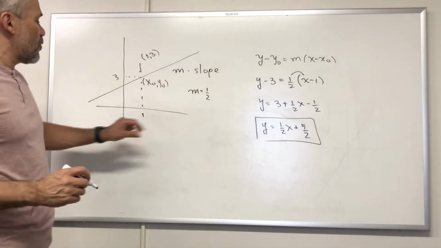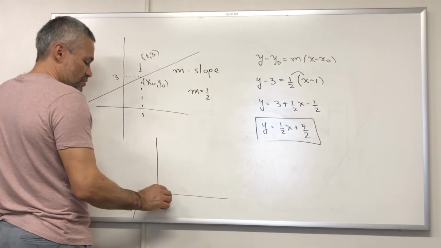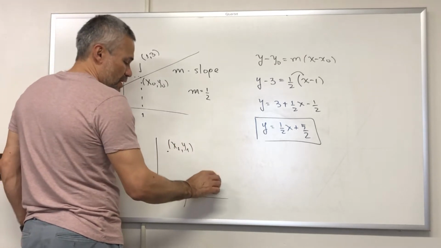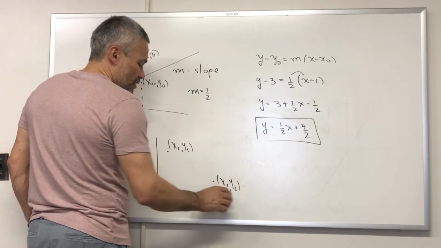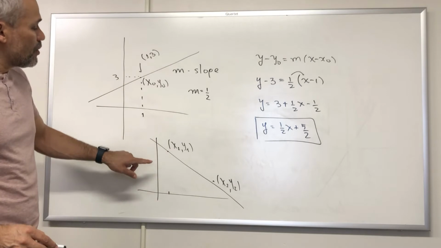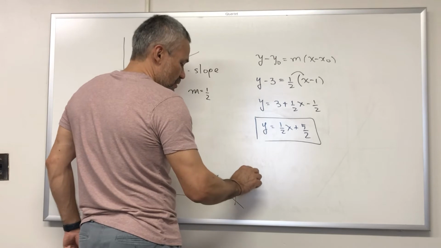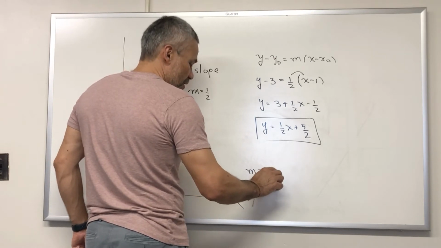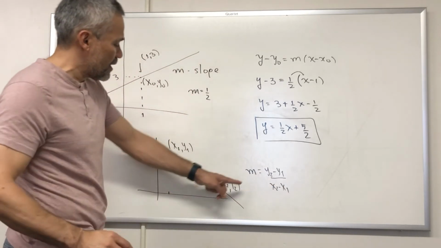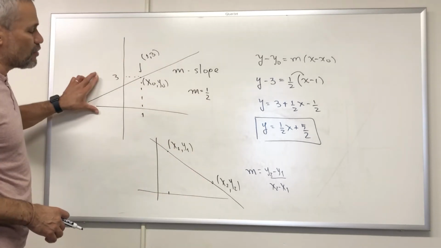In the case that we have 2 points in a line, how do we find the equation of the line? Let's suppose that we have the point x1, y1 and the point x2, y2. How do we find the equation of this line? Then what we do is we first find the slope of that line, which is y2 minus y1 over x2 minus x1, and then we pick as x sub 0, y sub 0, this point or this point, and then we use this procedure.